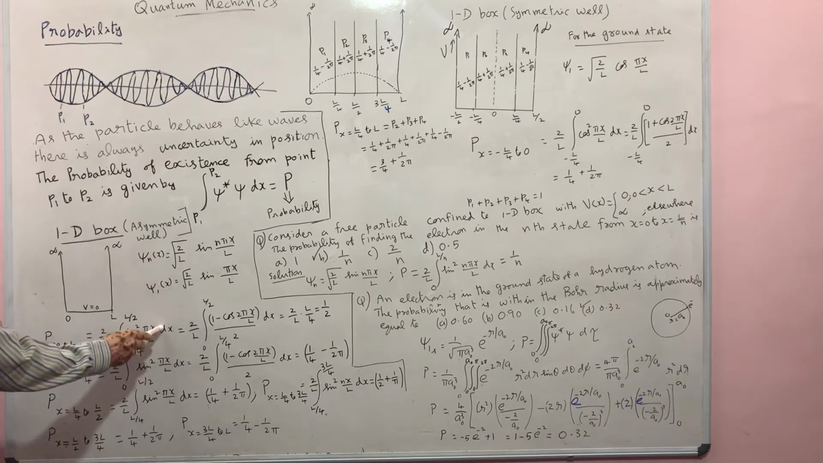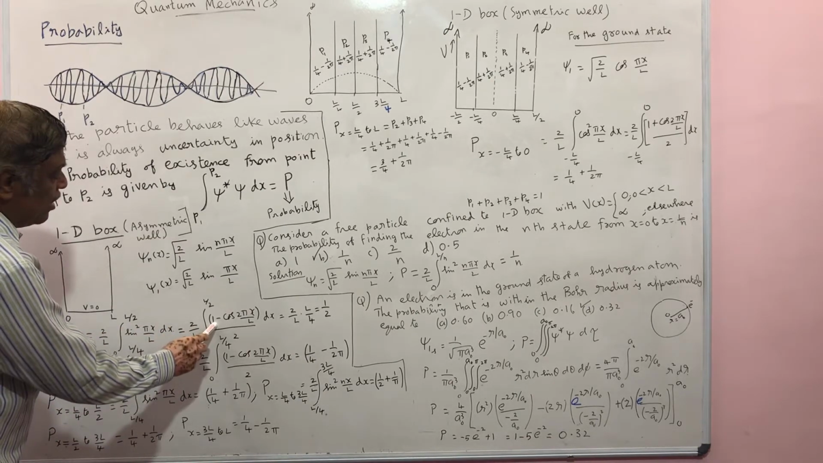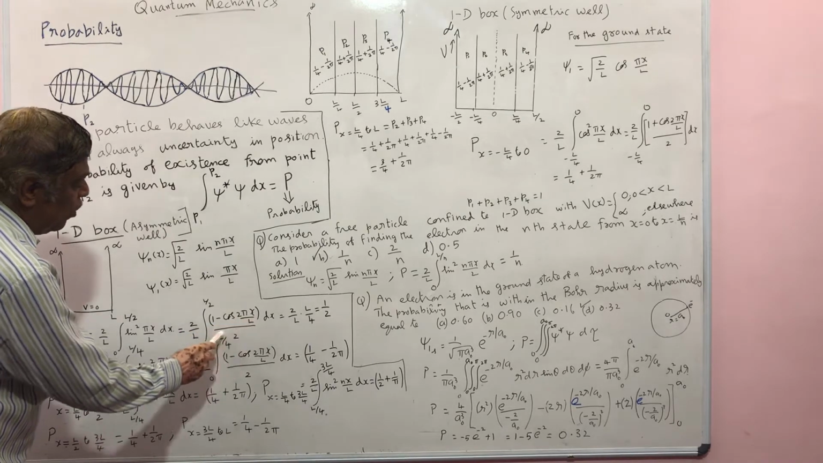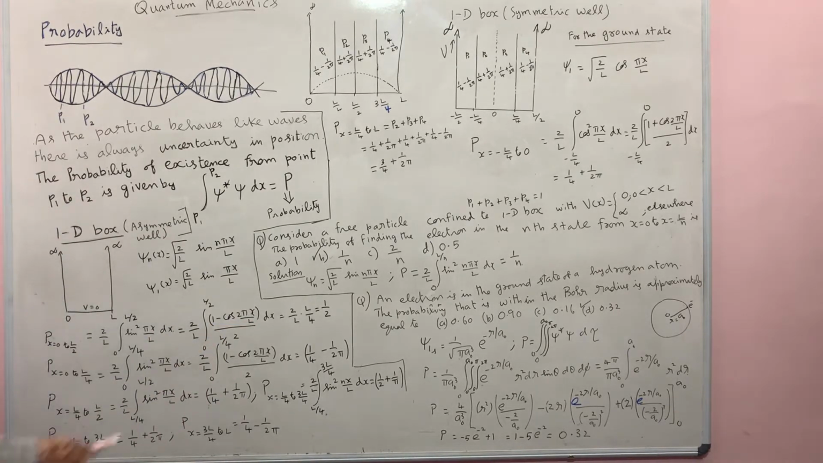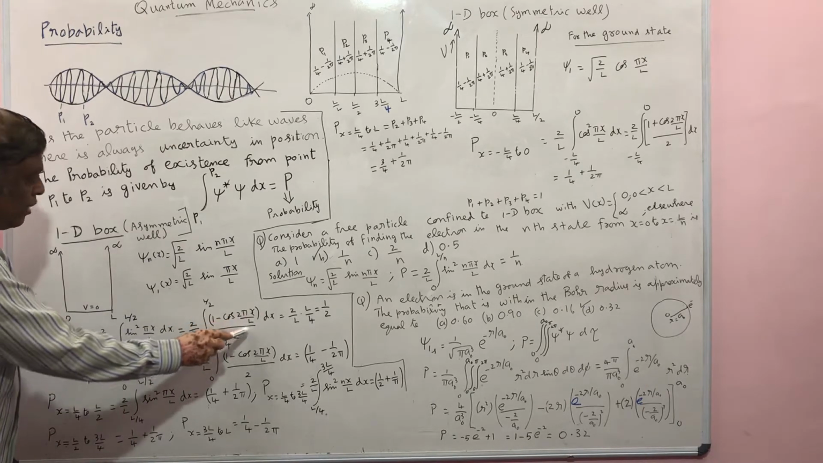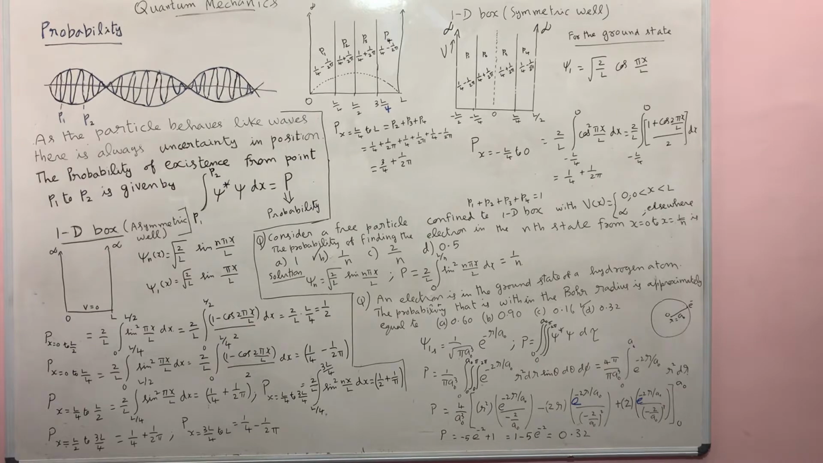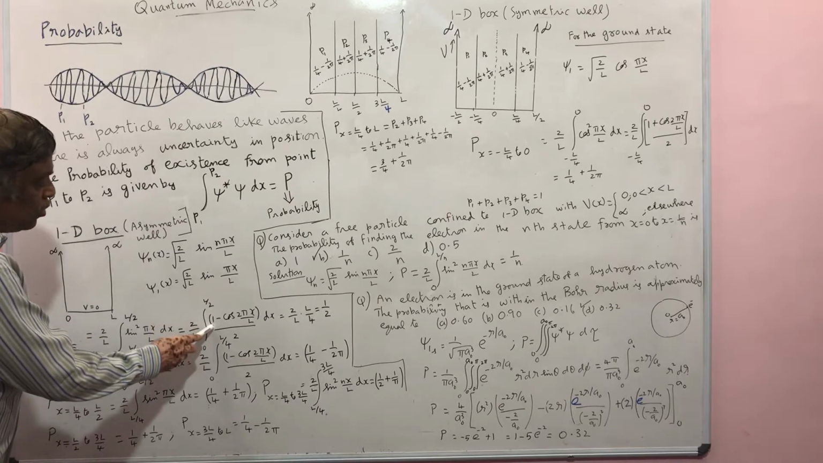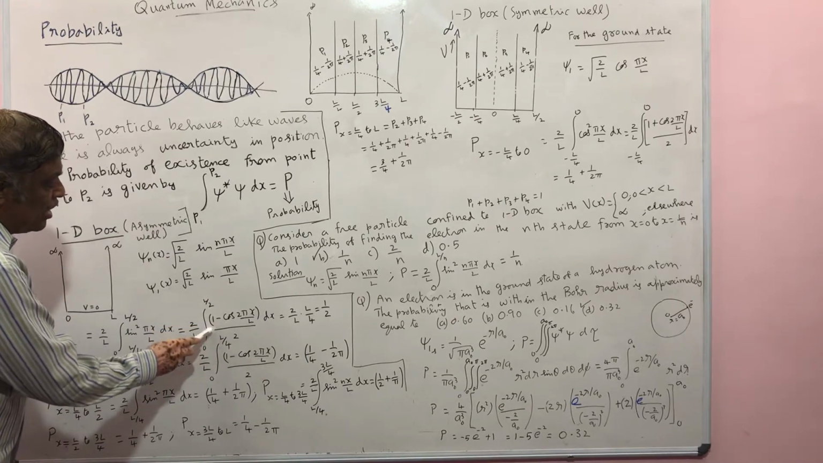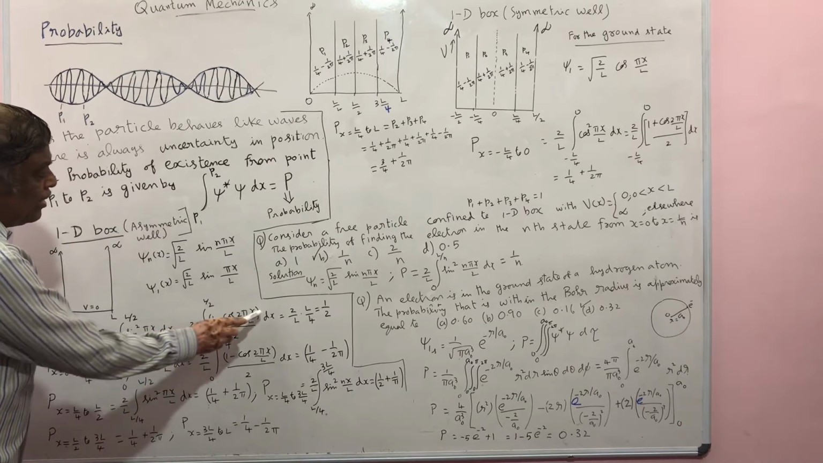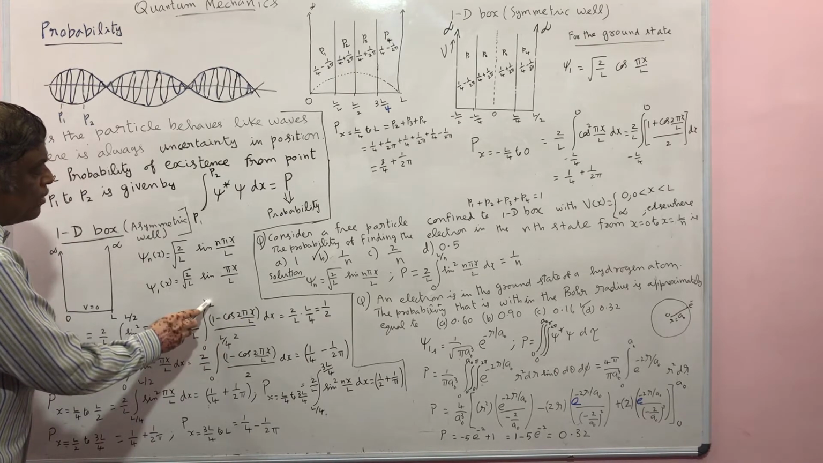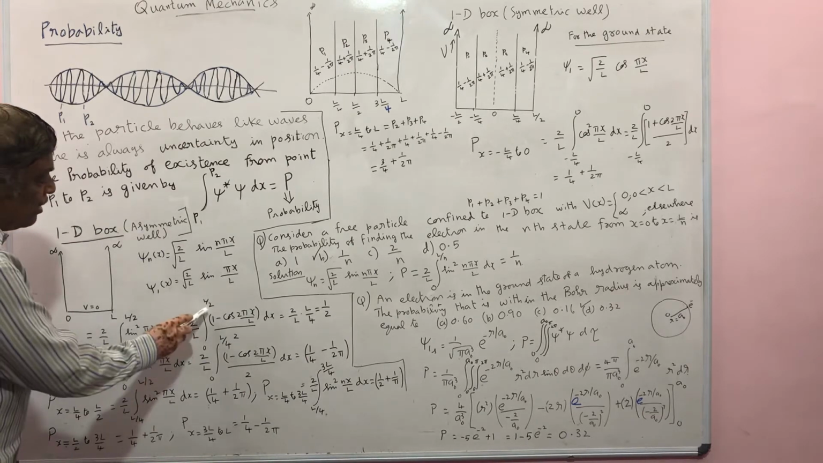Now this can be evaluated since this is a sin square function. Sin square can be replaced by 1 minus cos 2 pi x by L, whole divided by 2, because we use the expression cos square theta minus sin square theta equal to cos 2 theta. Now there are two terms. The first term, once we evaluate, is 1 into dx, which is x. Then you substitute the limits and you get the value.